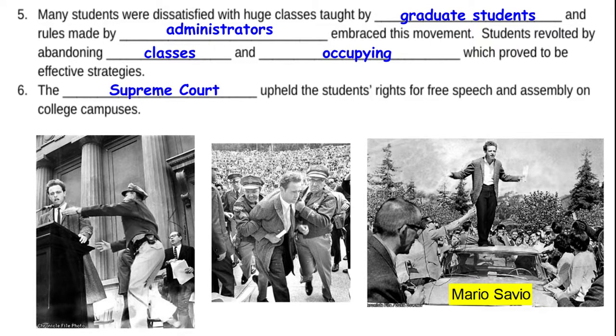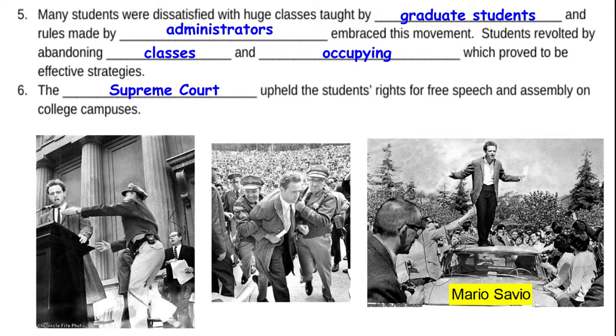The Supreme Court, at some point in time, is going to hear a case that's dealing with this event in California. And the court upheld the students' rights to free speech and the right to peacefully assemble on college campuses. And in a way, this kind of changes how this movement's really going to be seen.